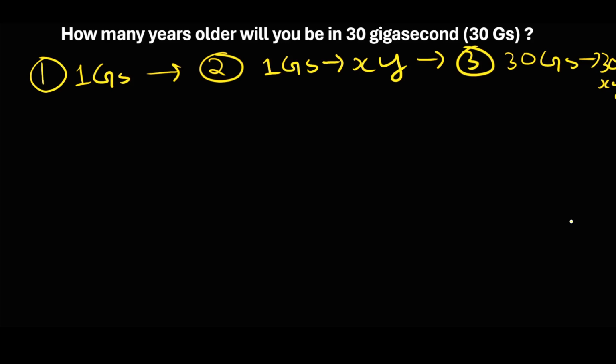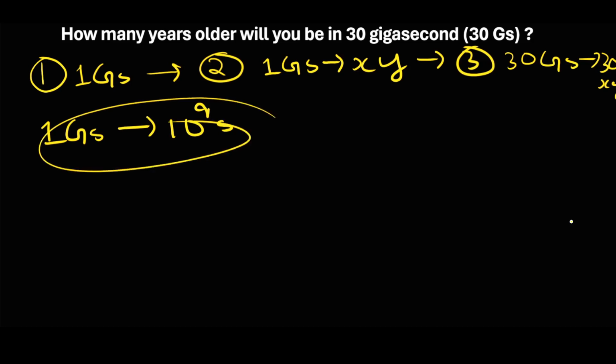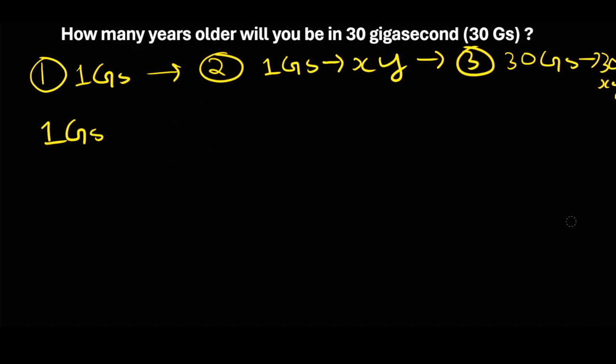If you don't know what a gigasecond is, 1 gigasecond is equal to 10 to the 9 seconds. It's a billion seconds. Giga means a billion. So in dimensional analysis, I will write that 1 gigasecond is equal to 10 to the 9 seconds.